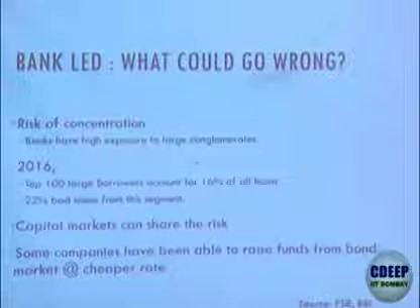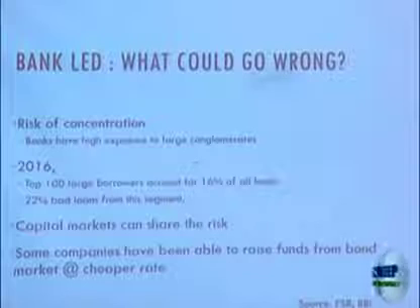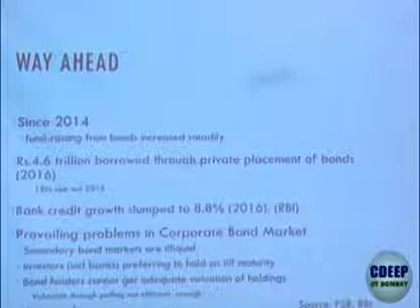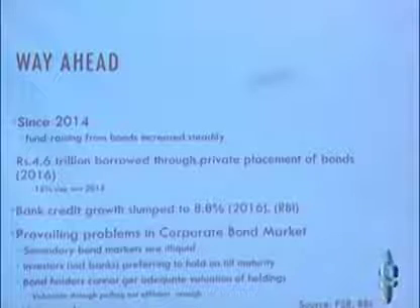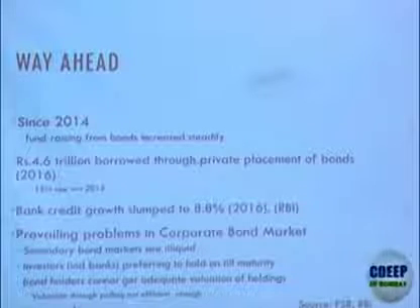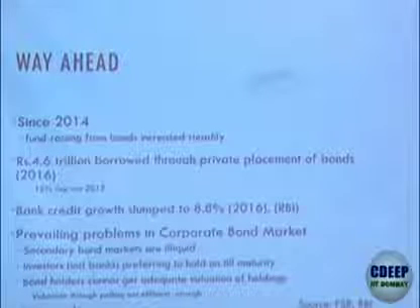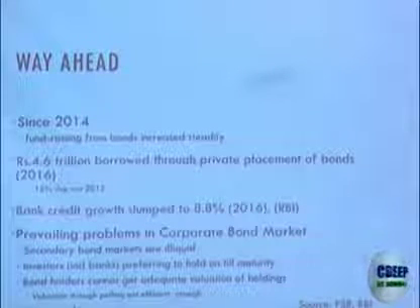Now it is felt that the capital markets can share this risk, which is currently being borne mostly by the banking sector. And also some companies have been able to get funds at a cheaper rate than borrowing from banks. Now the way ahead is that since 2014, fundraising from bonds has increased steadily. Trillions of rupees have been borrowed, and this has increased 15% with respect to what it was in 2015. Now bank credit growth has decreased to only 8.8% in 2016.